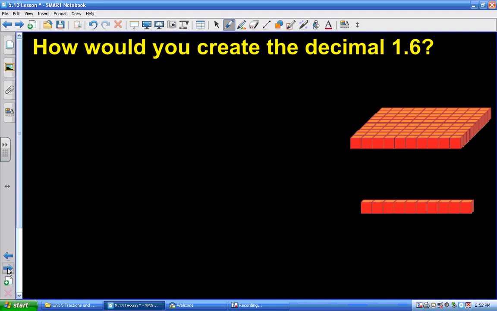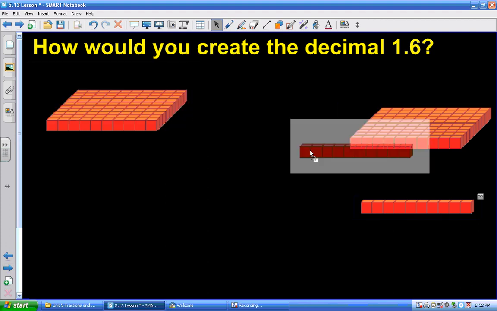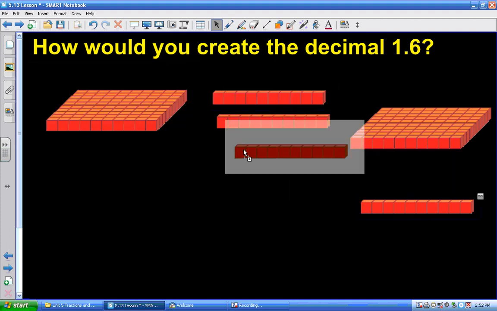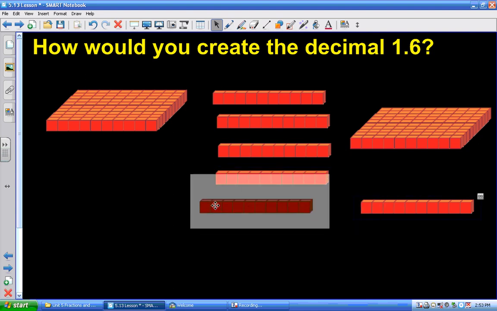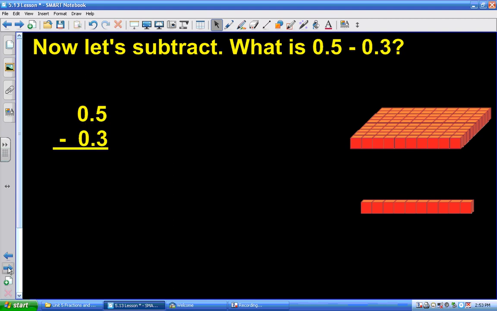Okay, let's try another one. 1.6, David, how do I do this one? One of those big ones. One flat, that's 1.1, 1.2, 1.3, 1.4, 1.5, 1.6. Okay, agreed? All right, going on to the next one. So now we're going to do some subtracting.